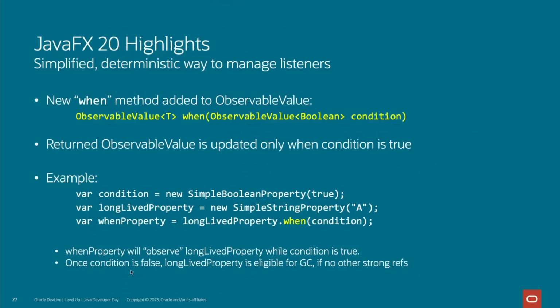And so in this example, you can have a Boolean property. Normally, in this case, I made it a constant, but in reality, that Boolean property could be an expression. And as long as that expression is true, the binding holds. And referencing the binding will keep the object alive. When the binding goes to false, or the condition goes to false, then that goes away. And so that allows it to be GC'd if there are no other strong refs.